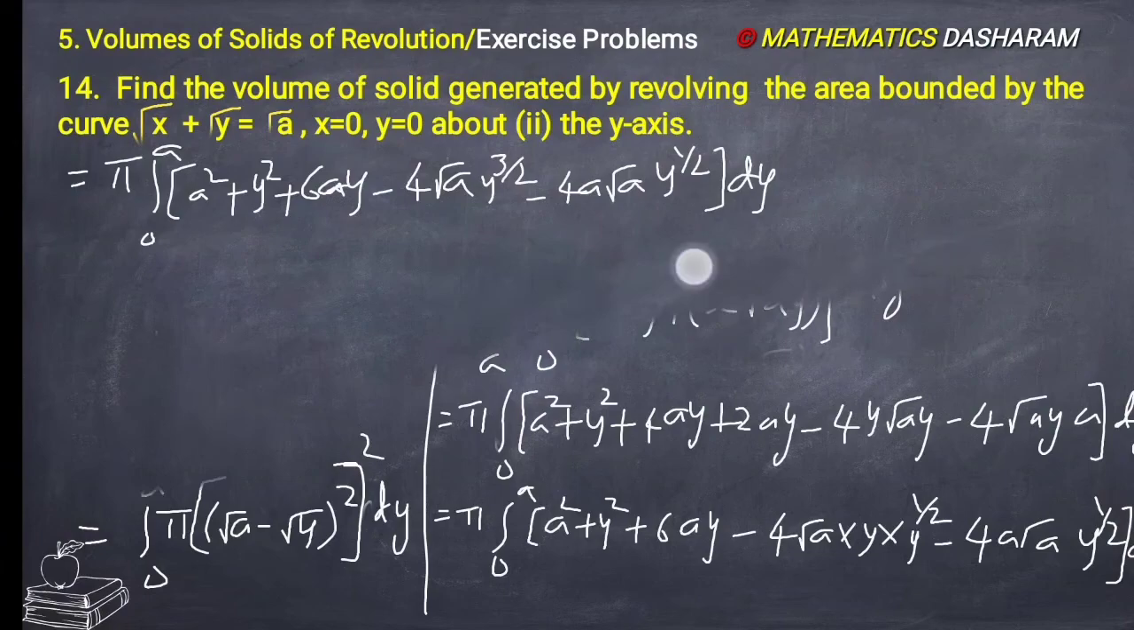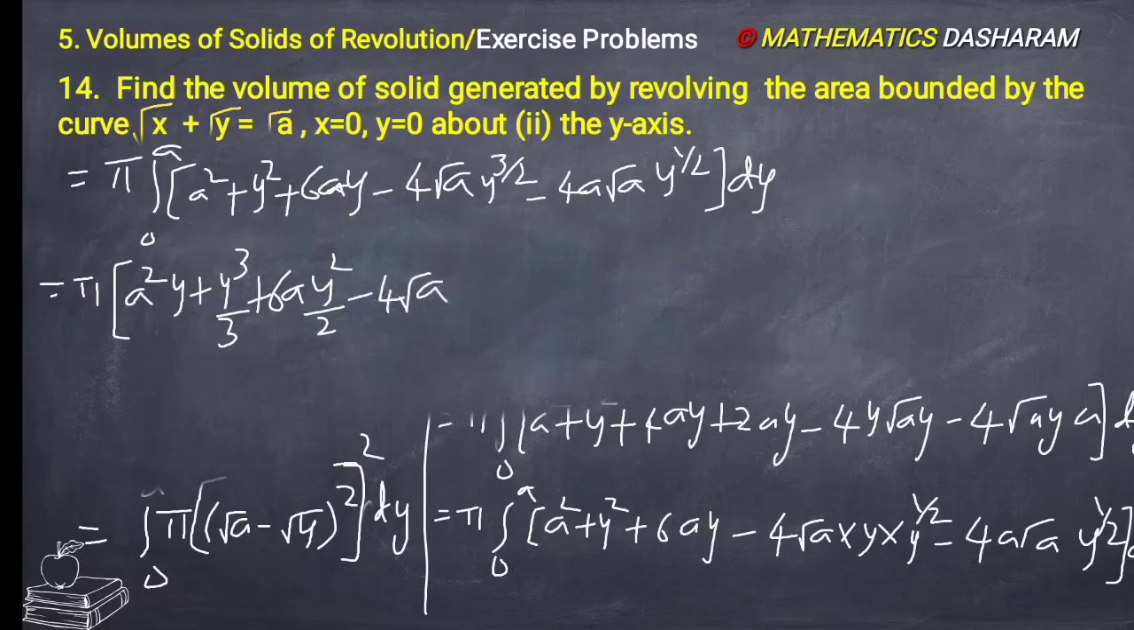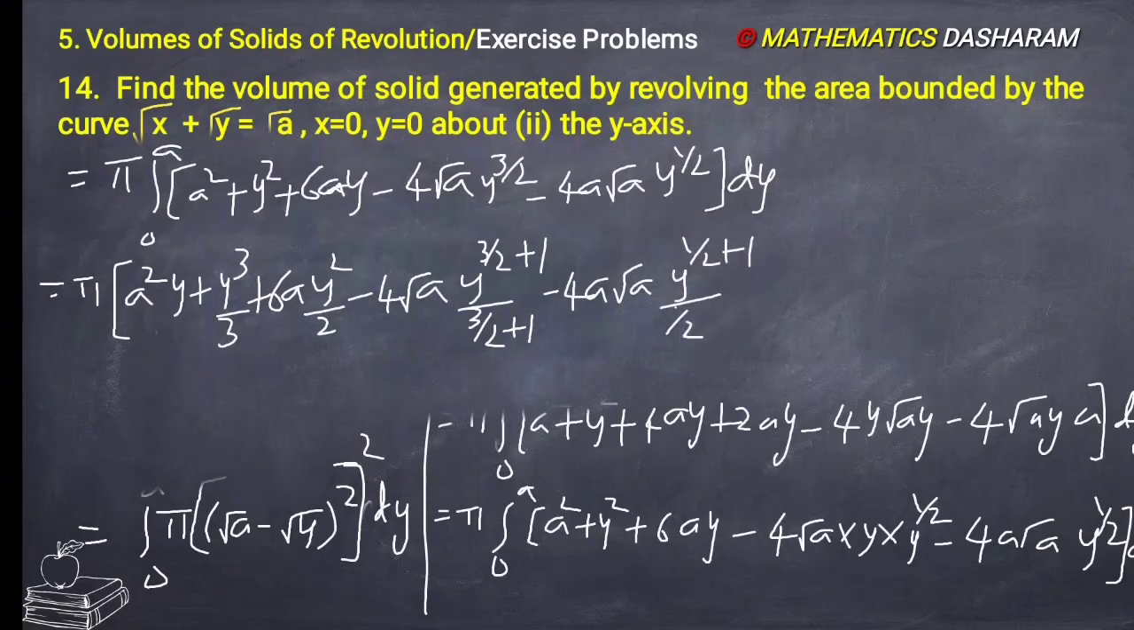So it is equal to pi into, let us apply the integration here: a square y plus y cube by 3 plus 6a y square by 2 minus 4 into root a into y to the power of 3 by 2 plus 1, by 3 by 2 plus 1, minus 4 into a into root a into y to the power of 1 by 2 plus 1, by 1 by 2 plus 1, from 0 to a.